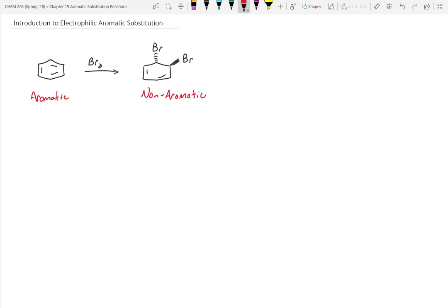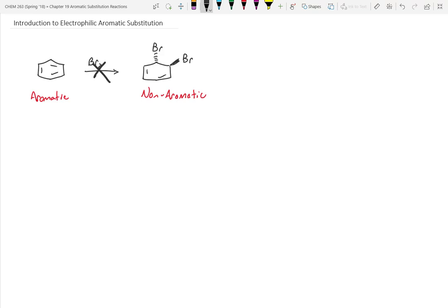The reason that this doesn't happen, we know aromatic molecules have a huge amount of stabilization energy. By destroying that stabilization energy, you're actually pushing the reaction in the wrong direction. It wants to revert back to its aromatic state. So this reaction simply does not occur. So we'll cross this out and say does not occur.